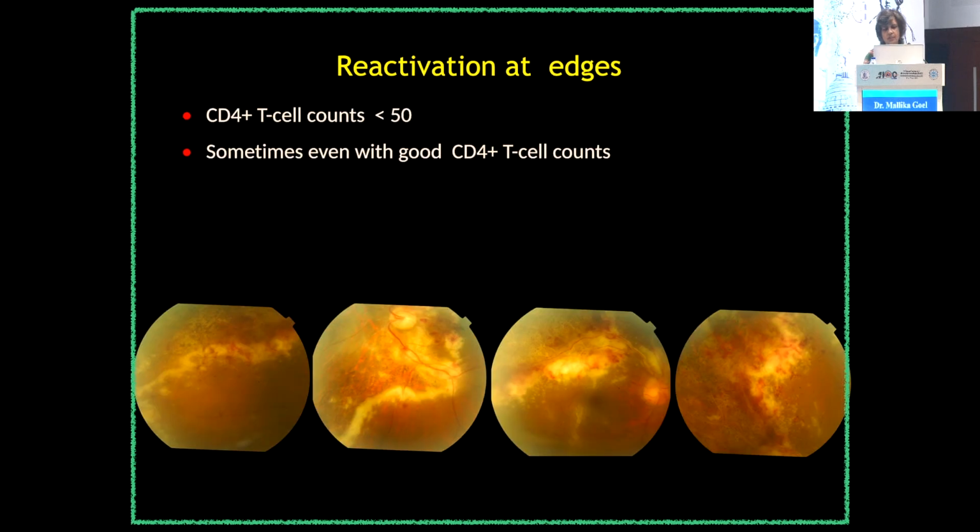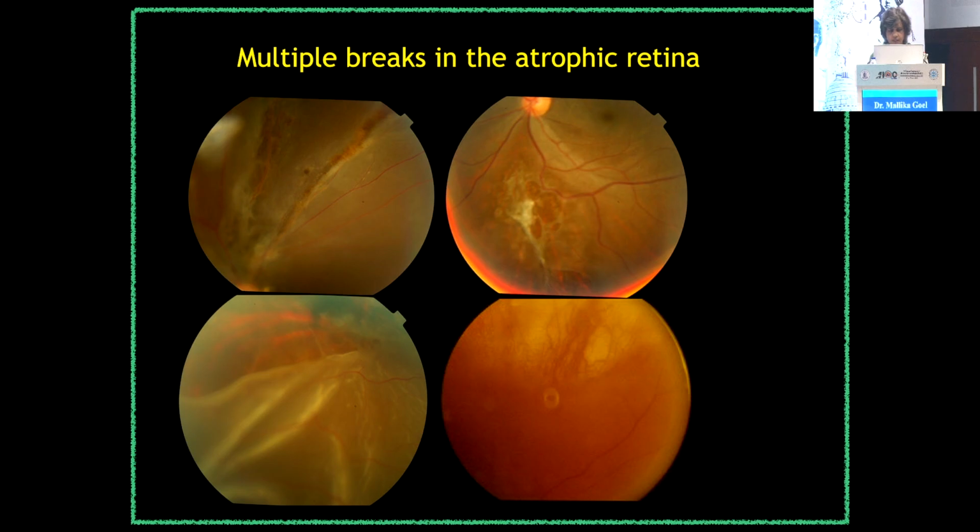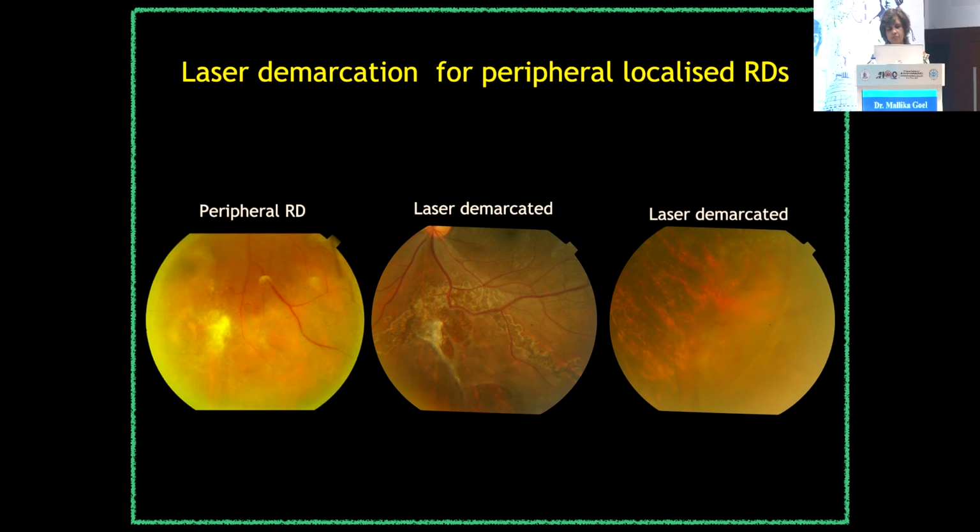Resolved retinitis, reactivation very often happens when the immune status drops again. And it happens at the edges of the resolved retinitis. And even after the retinitis is resolved, they need monitoring because the atrophic retina can develop breaks or large areas of retinal loss leading to detachment. Peripheral detachments can be managed with laser demarcation.